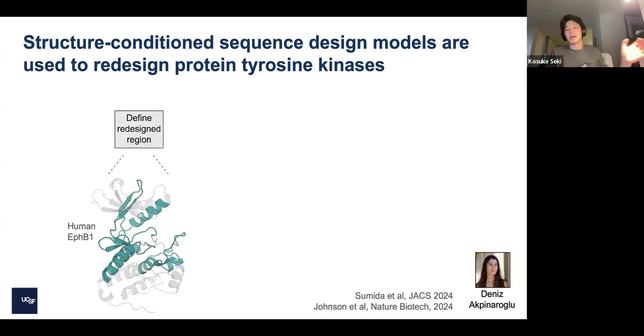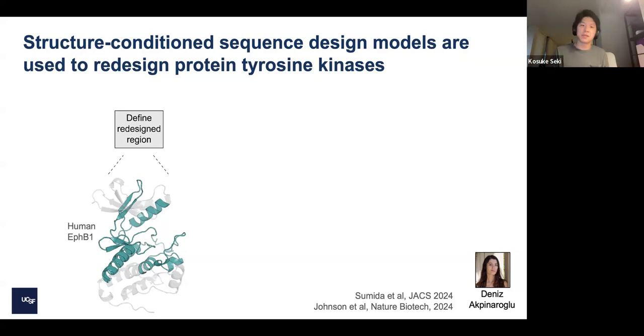So it has elements of the ATP binding site that we were talking about before. It has elements of the peptide binding site that we were talking about before, but also has other structural features, such as the activation loop or the spines of the kinase. And so we're only now redesigning a portion of the EPHB1 kinase.